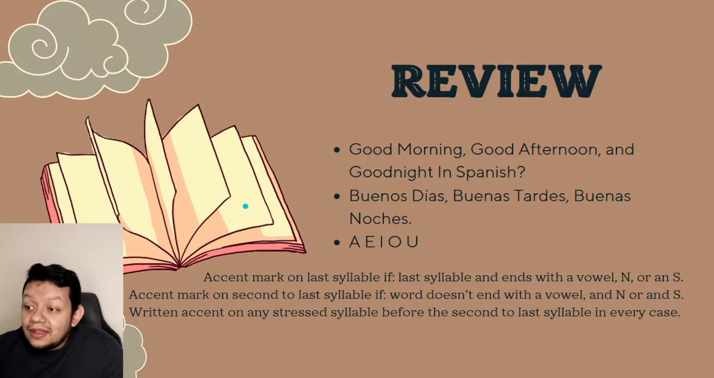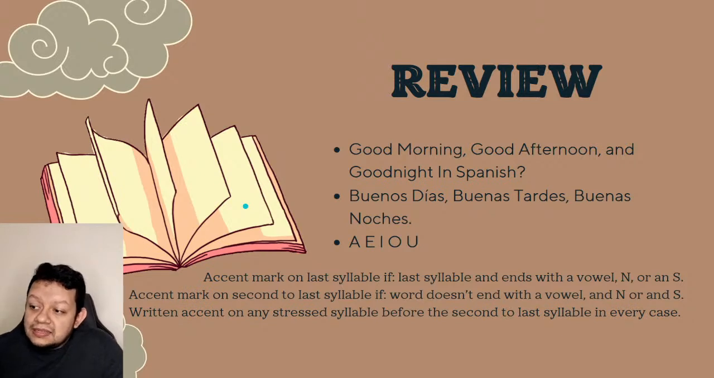And the last thing that we went through on our Tuesday stream was the basic accent mark rules. The accent mark on the last syllable is written only if the word ends with a vowel, an N, or an S. So when the stressed syllable is at the end, there will be an accent mark only if it ends with a vowel, an N, or an S.